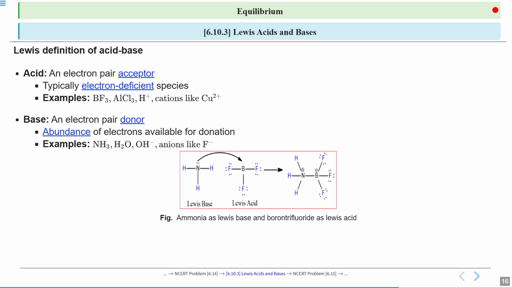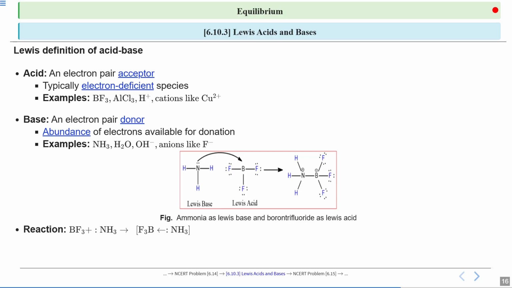We can represent both acid and base in a single example. Suppose we have taken ammonia and boron trifluoride, BF3. Here ammonia is donating electrons, so it is acting as a Lewis base, and BF3, which is electron deficient in nature, is accepting those lone pairs. So here boron trifluoride is acting as a Lewis acid. After the reaction, they form a dipolar species having both positive and negative parts. This is also sometimes termed an adduct.